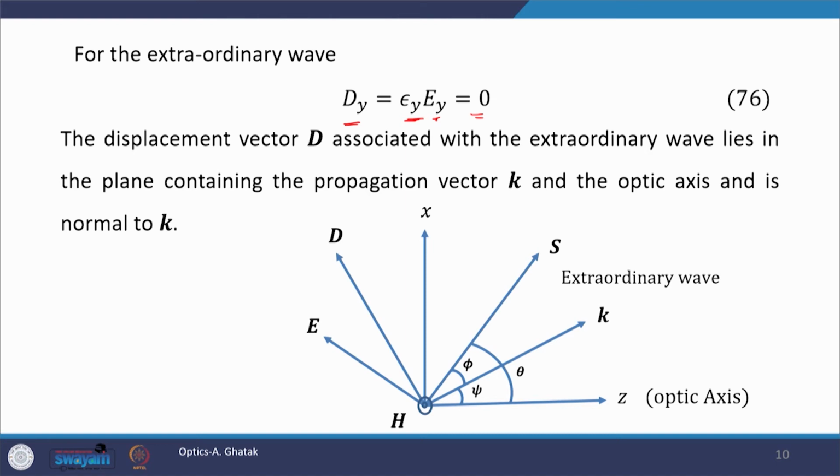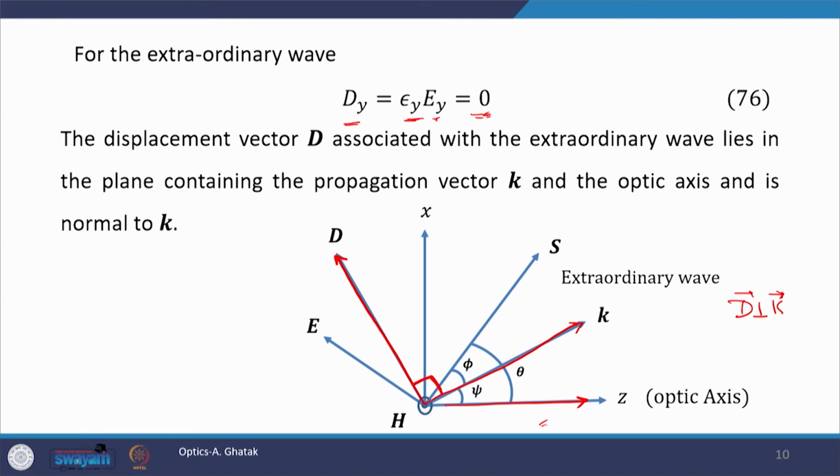Since the y component of the displacement vector is 0, the displacement vector must be in the xz plane, which is the plane of the paper, as shown here. This is the direction of the optic axis, and if k is oriented at angle psi with the optic axis, then D, which is perpendicular to k, would be in this direction, and this angle would be 90 degrees. D would be perpendicular to k. This is what we also saw while solving the equation in the last lecture.